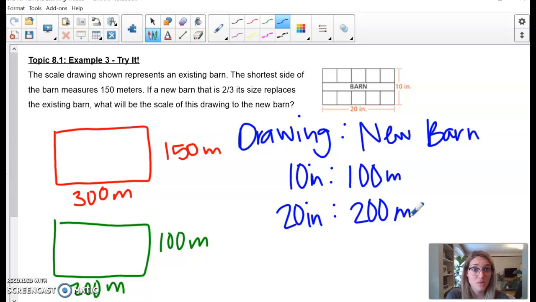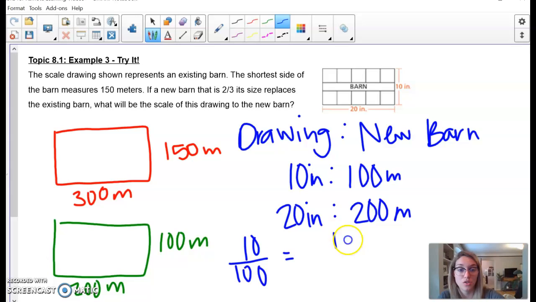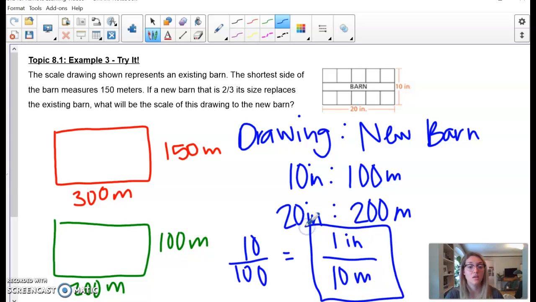So if I simplify those, I can see that for both of those, 10 goes into all of those numbers. I can simplify the first one. If I look at it as a fraction, 10 over 100, 10 goes into both of those. So I have 1 inch for every 10 meters. That is going to be the scale of the drawing to the new barn.